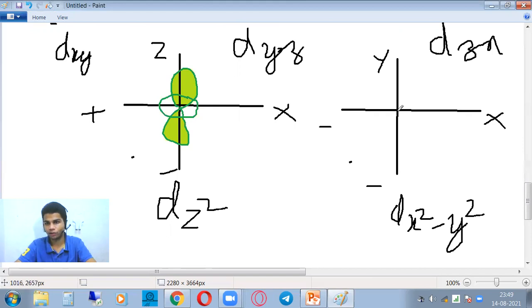So if I draw the electron on dx square y square, it will look like this. One dumbbell here, it will look bigger, and the second dumbbell on the axis. If I color the portion, it should look better and be more clear to you. This light green is the portion where you can find the electron on the axis. So this is all about the x-axis, y-axis, s orbital, p orbital, and d orbital.